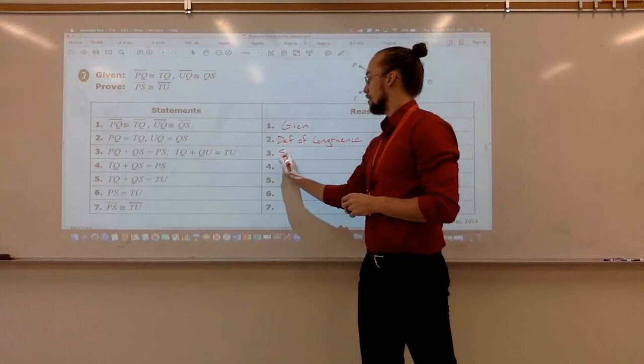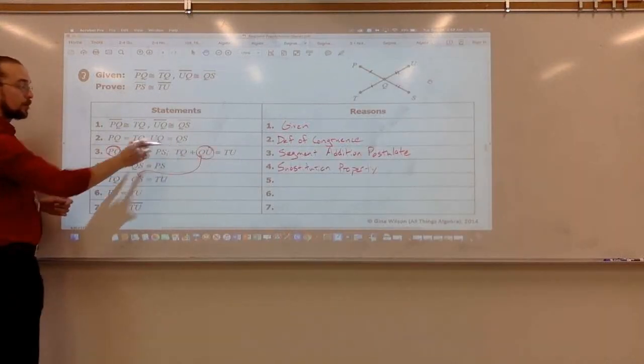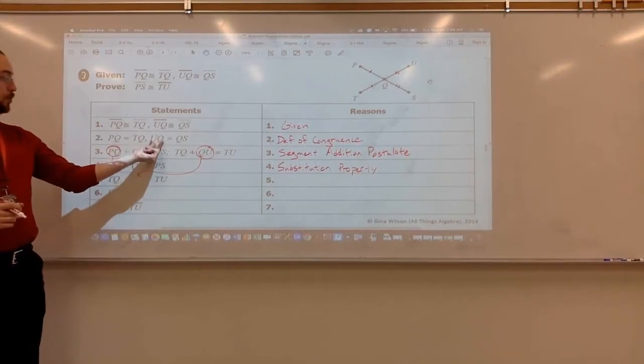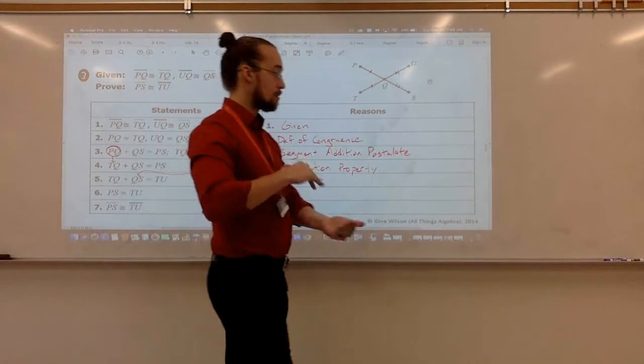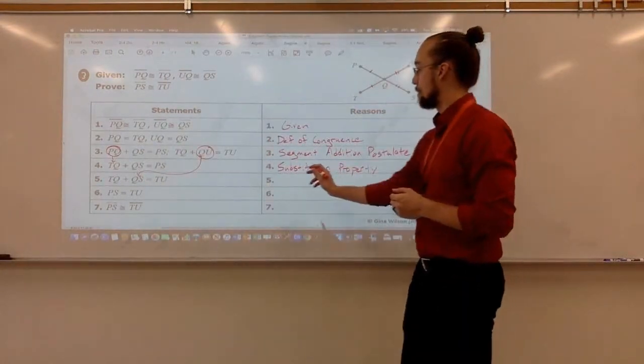How about the next one? How can I claim that? Yeah, that's going to be substitution again, right? We're just looking at this second statement here, replacing QU with QS. And again, we're allowed to do that because up here we claimed that UQ or QU, same thing, equals QS. So I'm allowed to substitute one in place of the other.